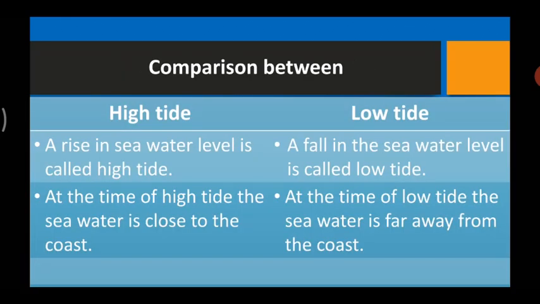Let's move forward. The next is, let us now compare high tide and low tide. High tide, we learned, is a rise in sea water level, and low tide is a fall in the sea water level. At the time of high tide, we saw that the sea water is very close to the coast, and at the time of low tide, the sea water is far away from the coast.